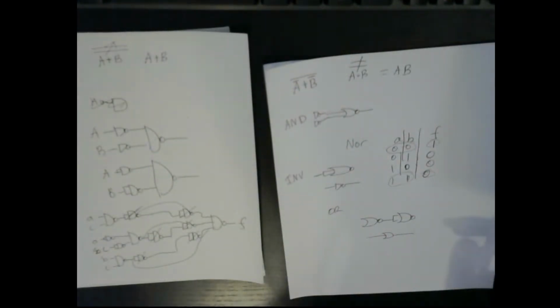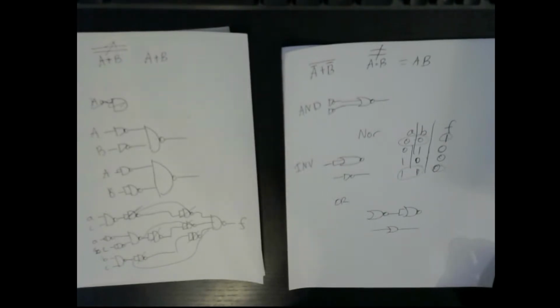So it's the same process as we did with the NANDs. You would put all your gates on. If you got some double inverters, cross them out, and you're good to go.